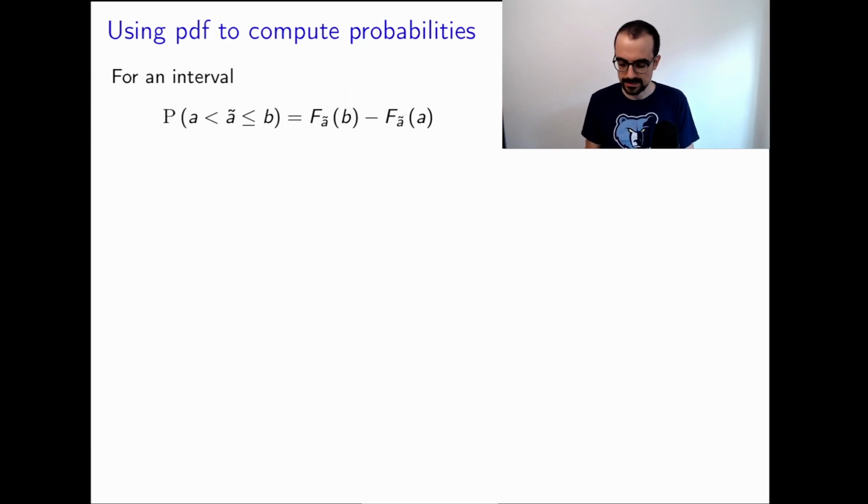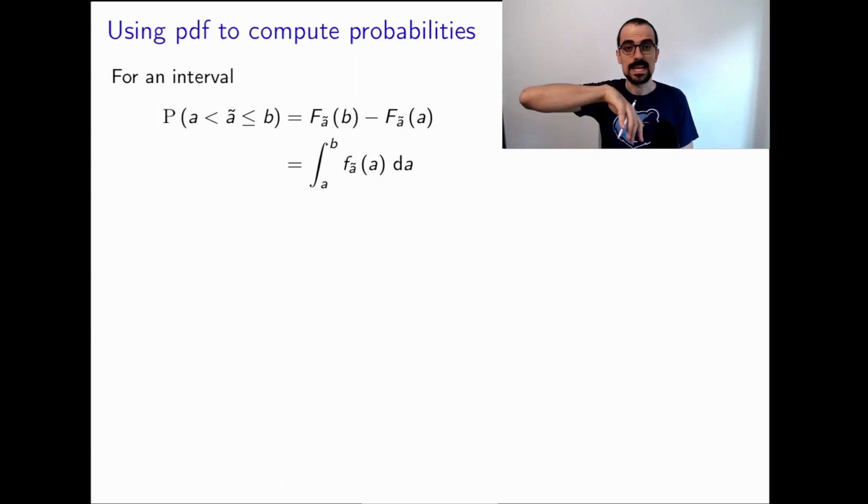Okay, so let's say that we're interested in computing the probability of the random variable being in an interval. We know that that's just the CDF at B minus the CDF at A. We also know that the PDF is the derivative of the CDF. So, by basic calculus, this is just the integral from A to B of the PDF. So it's the area beneath the PDF between A and B.